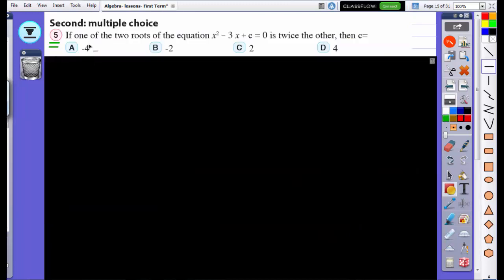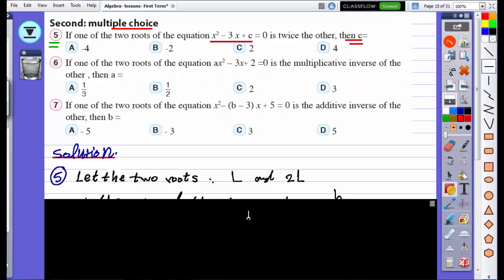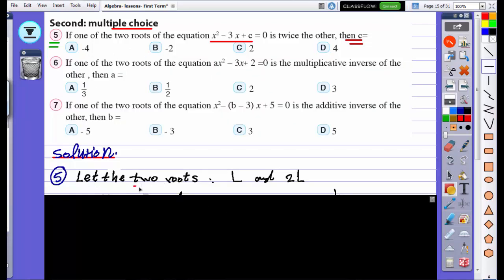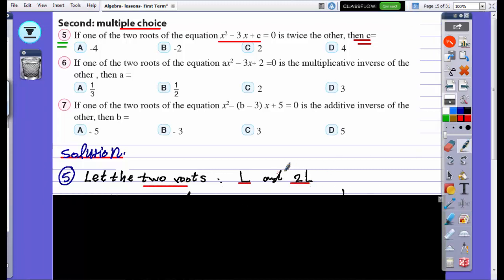Next question, second multiple choice. Question 5. If one of the two roots of the equation x squared minus 3x plus c equals 0 is twice the other, then c equals negative 4, or negative 2, or 2, or 4. So let the two roots be L and 2L. One of the two roots is twice the other. If the first root is L, so the second root will be 2L.